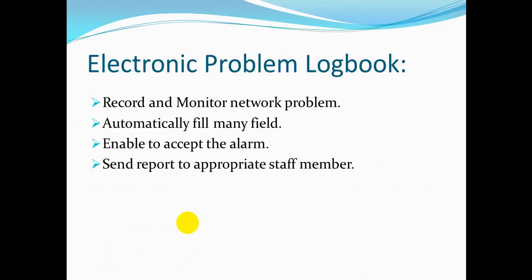Our next system is the electronic problem logbook. The electronic problem logbook records and monitors network problems. It is another database design that records and monitors specific network problem reports. It also provides user-friendly screens and field-oriented forms for the user. It automatically fills in as many fields as possible based on limited input from the user.